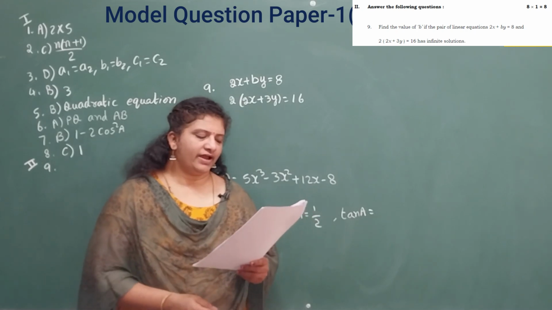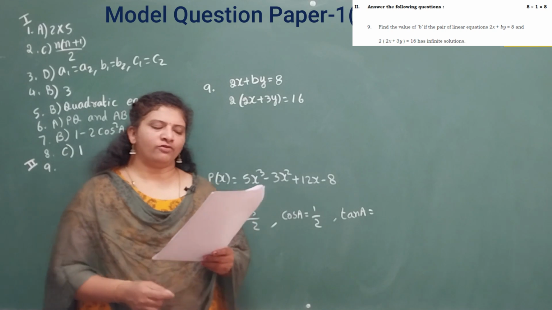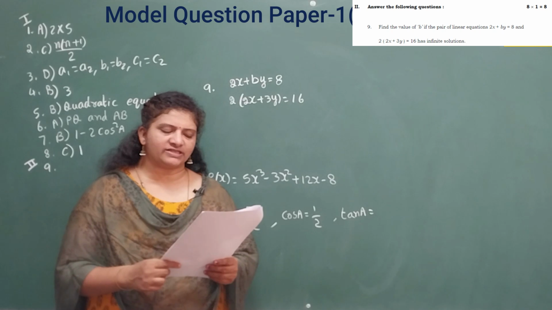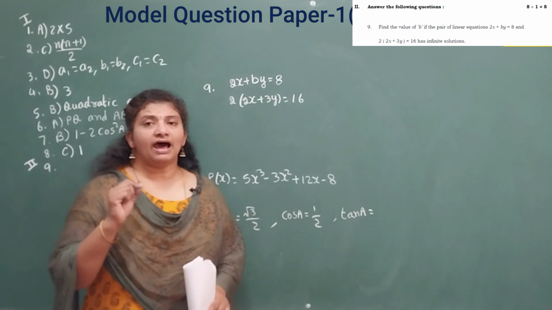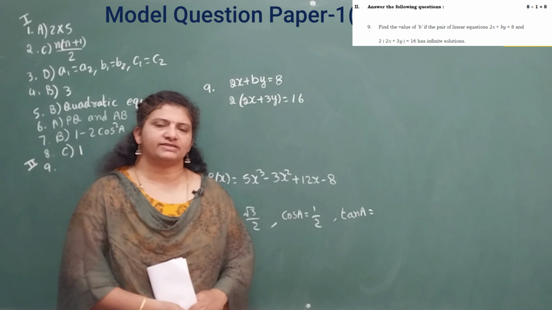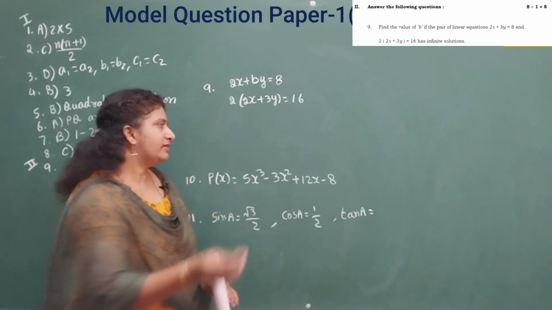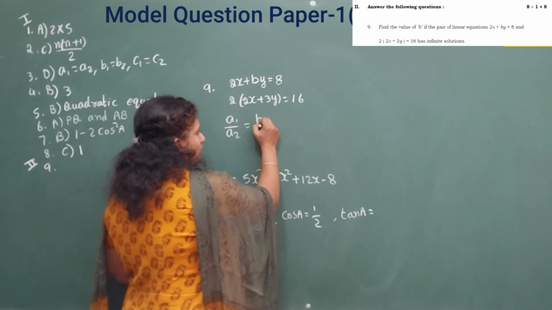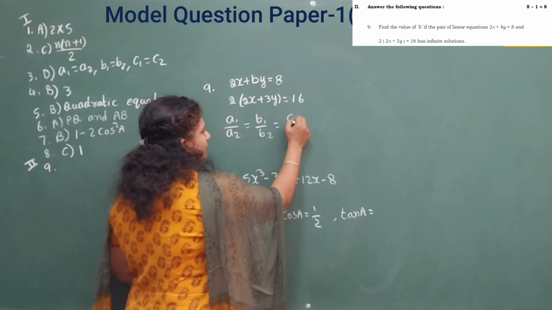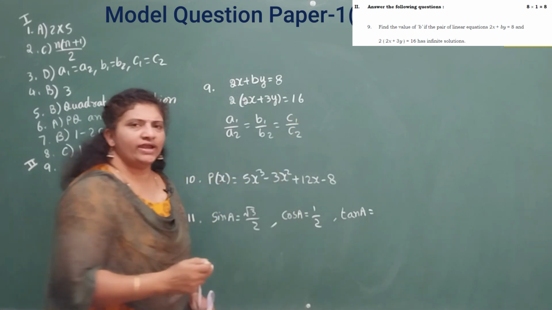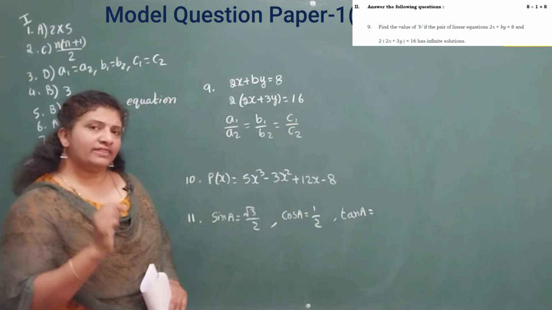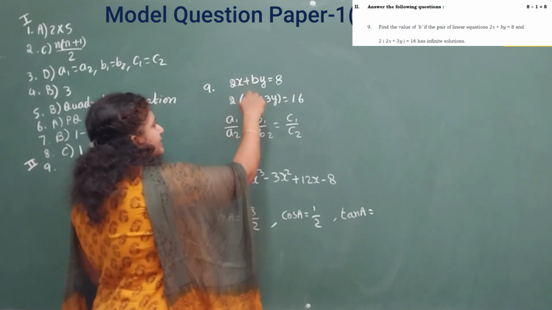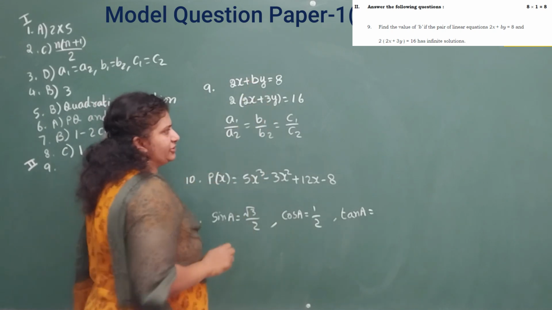Ninth one. Find the value of b if the pair of linear equations 2x plus by equal to 8 and 2 into 2x plus 3y equal to 16 has infinite solutions. Infinite solutions means the ratios will be a1 by a2 is equal to b1 by b2 is equal to c1 by c2. When do you have infinite solutions? When the lines are coincident. Right? So here, for these two equations, write their ratio.